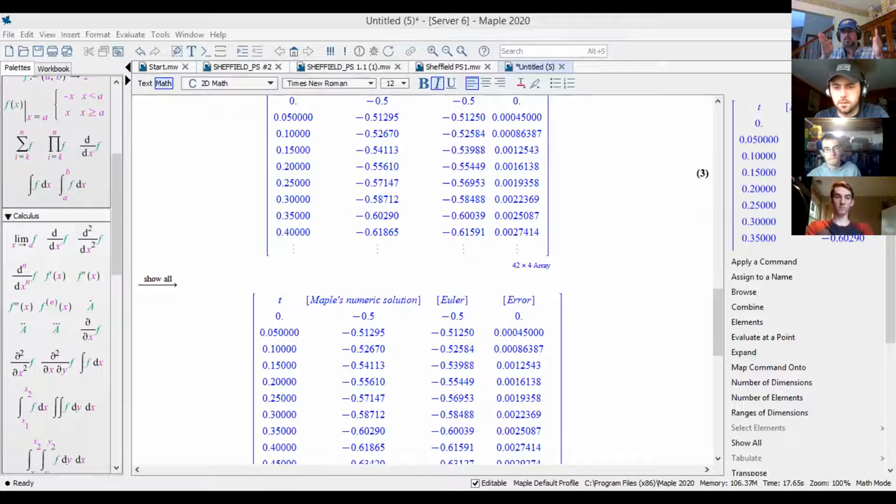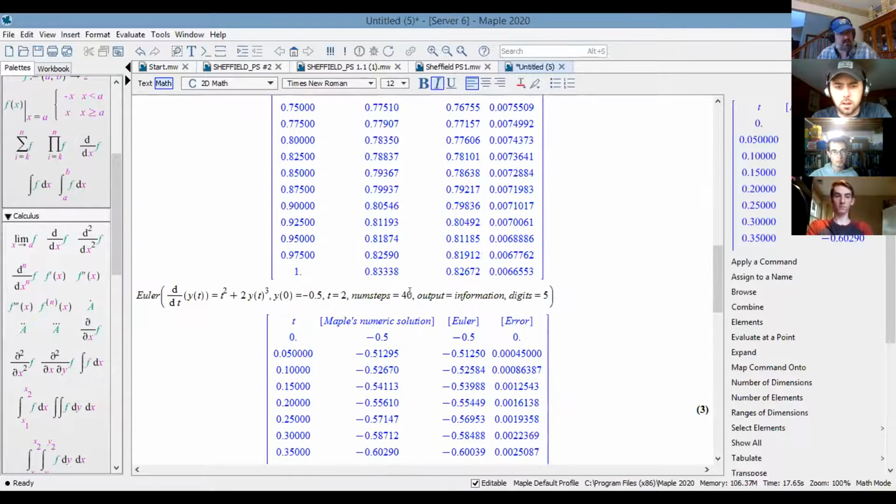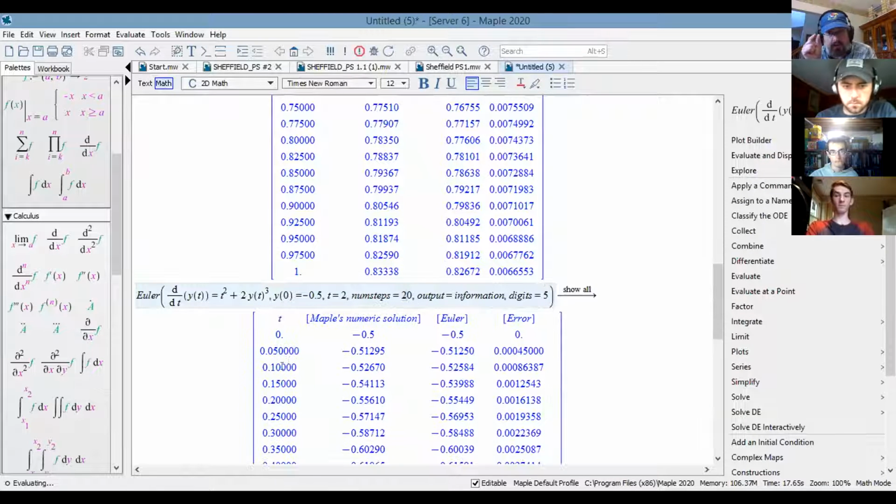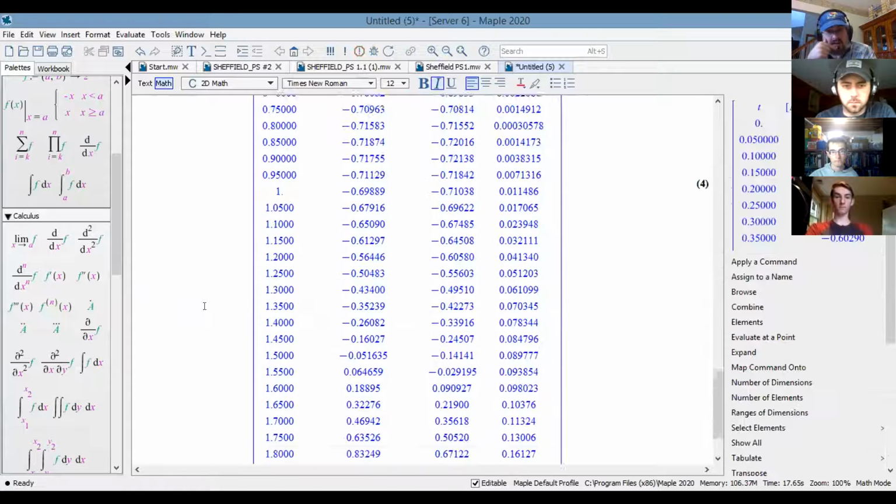Okay. But remember, going from -2 to +2, that would be 40 steps. But the code that you just told Maple to do is to go from 0 to 2. Oh, so I should do 20 steps. So you only need 20 steps for the code that you entered, which is going to give us a very different answer, right? Because the step size will wind up being a little bit bigger because we're taking fewer steps.